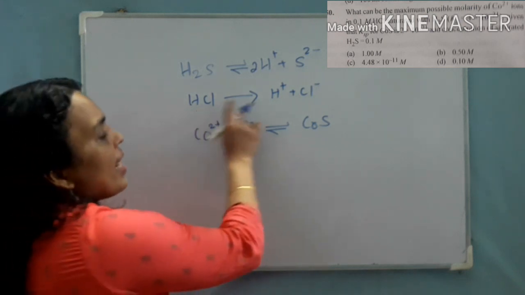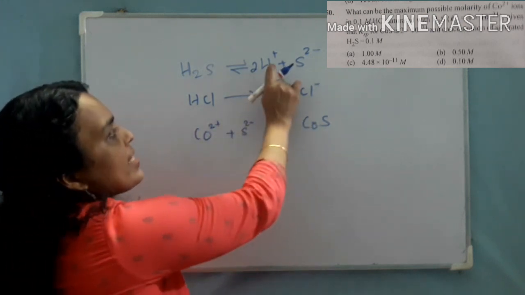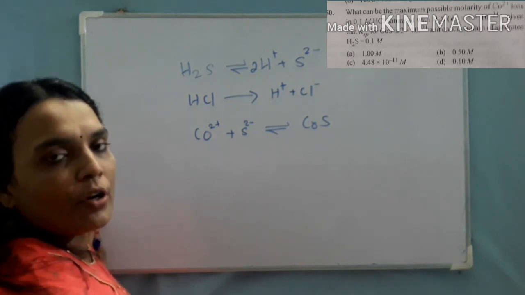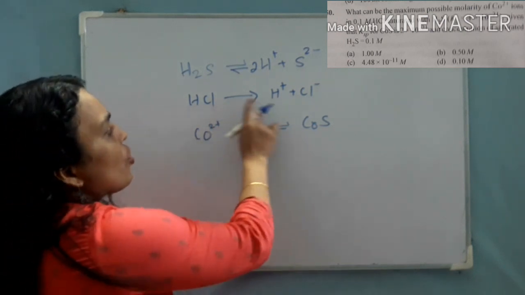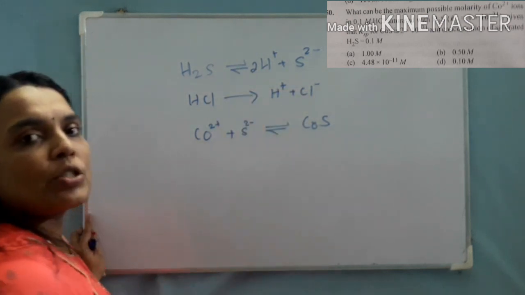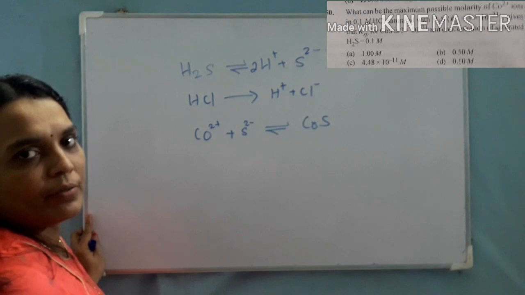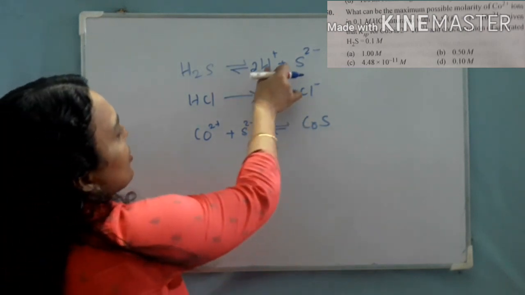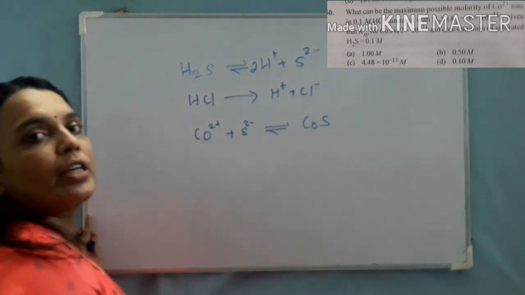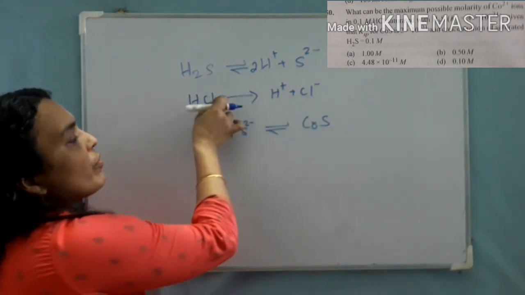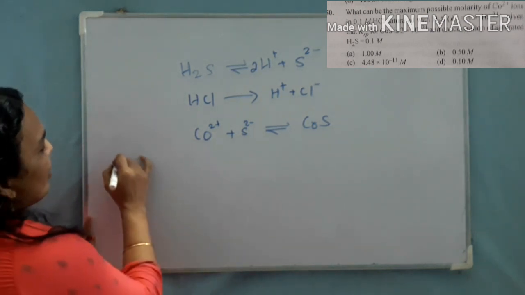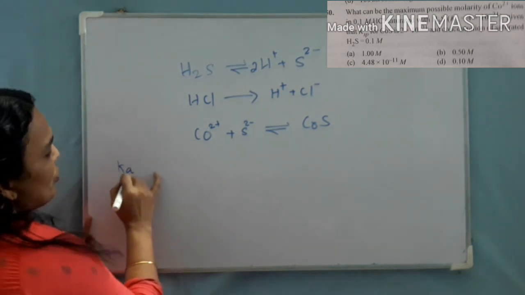So remember, HCl, a strong electrolyte, can suppress the dissociation of H2S according to the common ion effect. And the molar concentration of H plus ion present in the solution should be equal to the molar concentration of H plus ion from HCl itself, because it is a strong electrolyte.